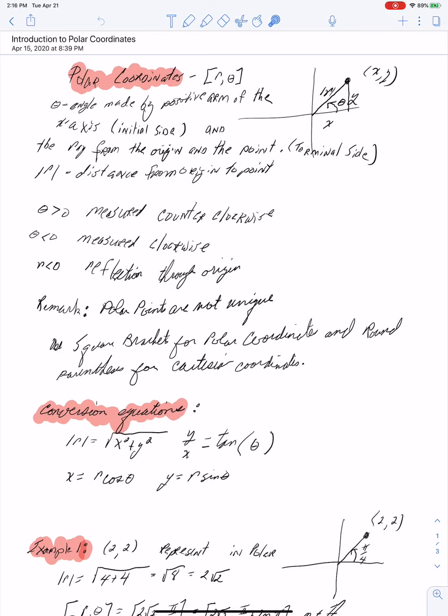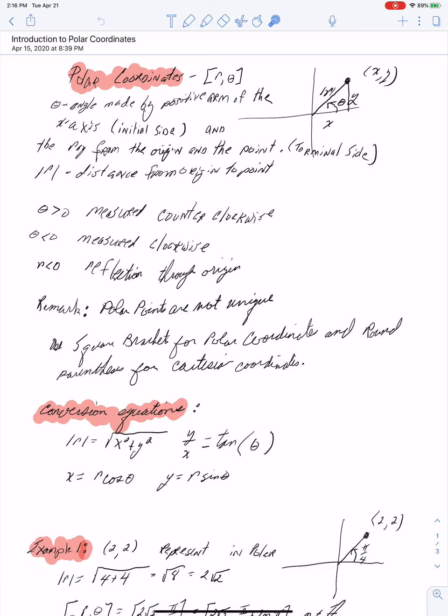All right, so what's theta? Theta is the angle made by the positive arm of the x-axis, the initial side, and it ends, after some time perhaps, on the ray that comes from the origin to the point. What's r? Well, the absolute value of r is the distance the point is away from the origin. Well, if I look at that, I've got my little old Pythagorean theorem floating around. So the absolute value of r actually is the square root of x squared plus y squared, and I'll talk about that in a second. All right, so theta is this angle.